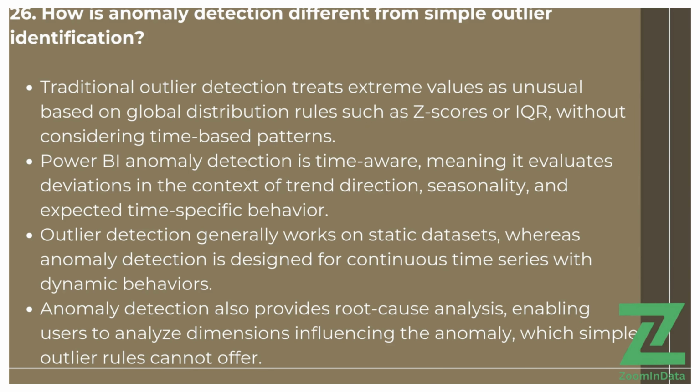26th question. How is anomaly detection different from simple outlier identification? Traditional outlier detection treats extreme values as unusual based on global distribution rules such as Z-scores or IQR, without considering time-based patterns. Power BI anomaly detection is time-aware, meaning it evaluates deviations in the context of trend direction, seasonality, and expected time-specific behavior. Outlier detection generally works on static datasets, whereas anomaly detection is designed for continuous time series with dynamic behaviors.